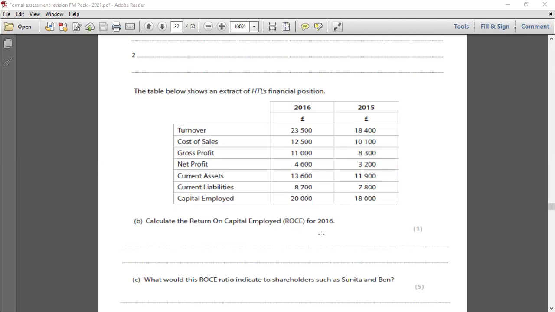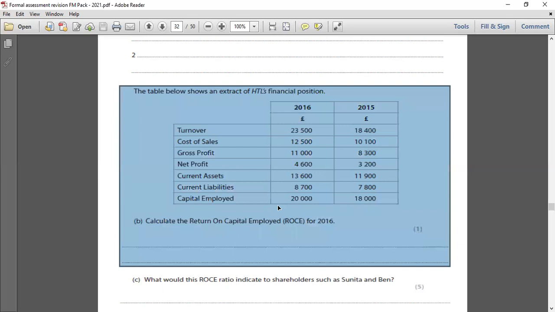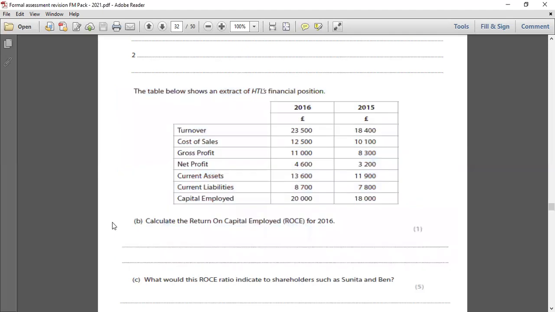If you want to calculate the ROCE here, you have to take the net profit, divide by capital employed, and multiply by 100. So if you use a calculator, net profit here is 4,600, divided by the capital employed value of 20,000, multiplied by 100. So the answer will be there. Yes, I see, the audience is giving the answers here. Yes, 23%.